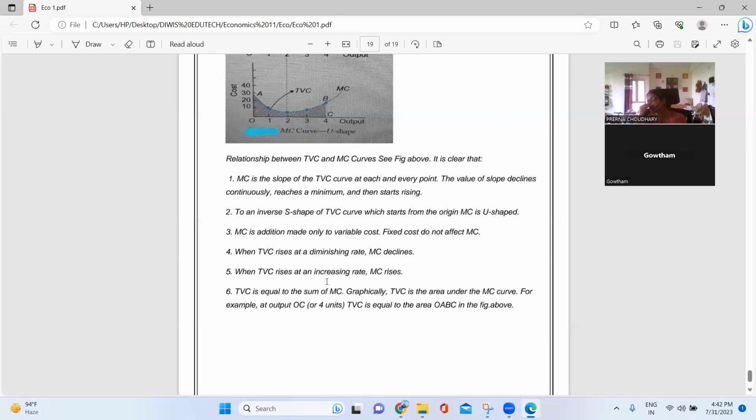There are a few things which it's better to have in your head. MC will not be affected by TFC because we can calculate MC with the help of TVC as well. TFC doesn't have to do anything with MC. Marginal cost is giving you the cost if you produce one more extra unit, and you are producing one more extra unit by changing the variable cost, not by changing the fixed costs.